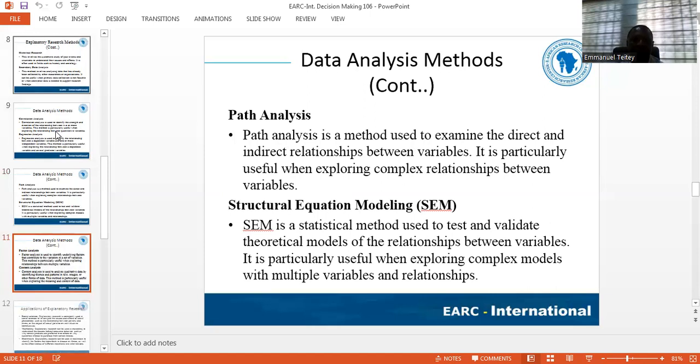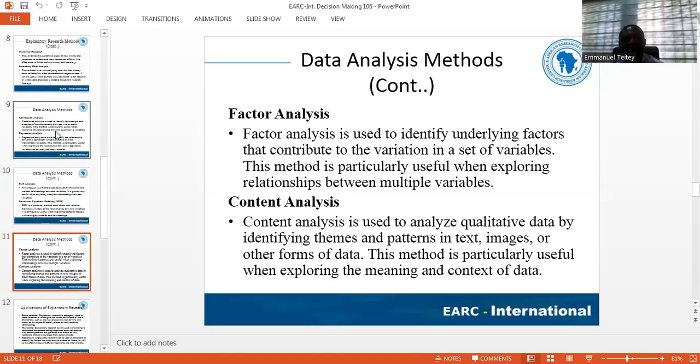Factor analysis. Data analysis method still continues. Factor analysis is useful to identify underlying factors that contribute to the variation in a set of variables. This method is particularly useful when exploring relationships between multiple variables.